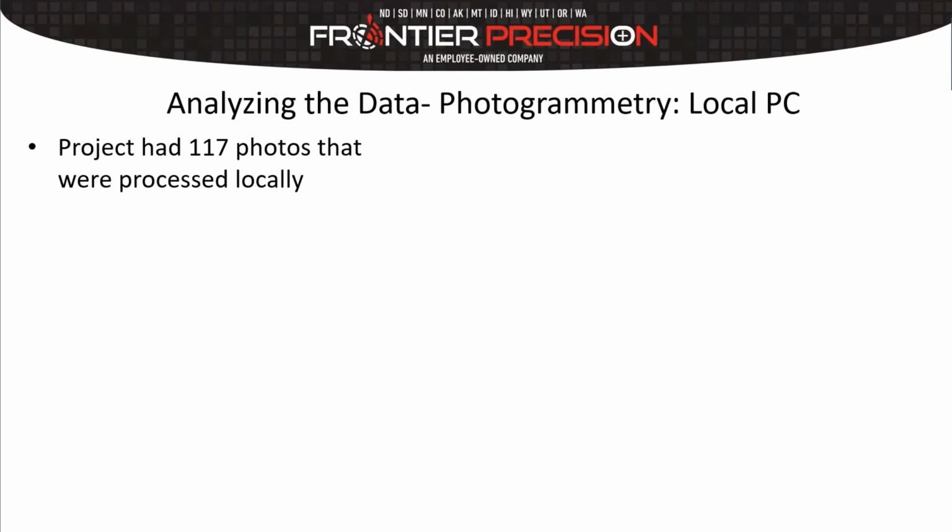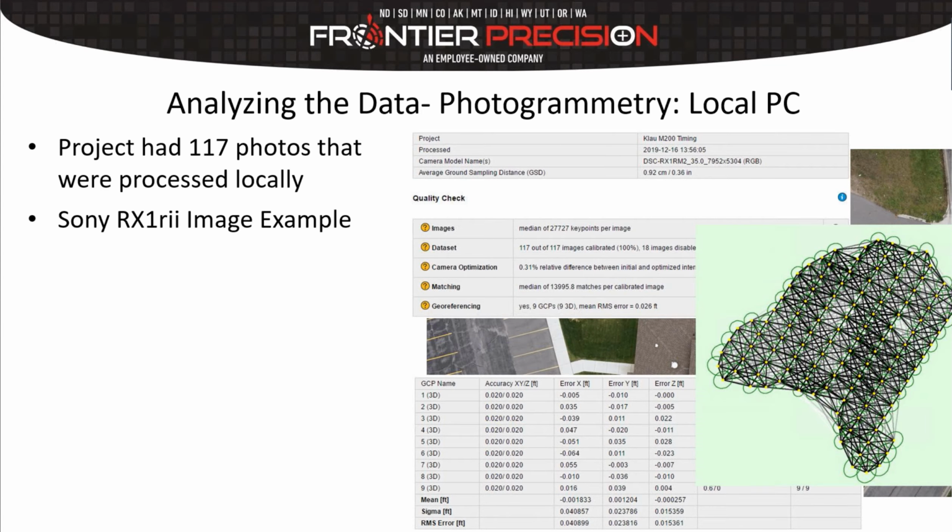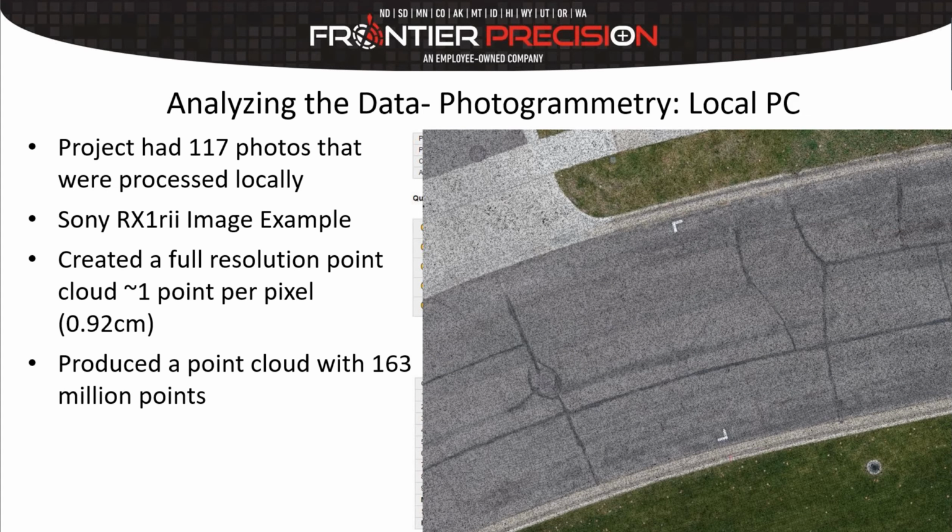We had 117 photos that we processed locally. Here's just an example of one of the Sony images, a very crisp image from a high resolution camera. In our Pix4D report, everything looked pretty good for our processing. We created a full resolution point cloud, so we had about 1 point per pixel. It gave us 163 million points. Looking down at the point cloud, which you see on the screen here, it looks really good.